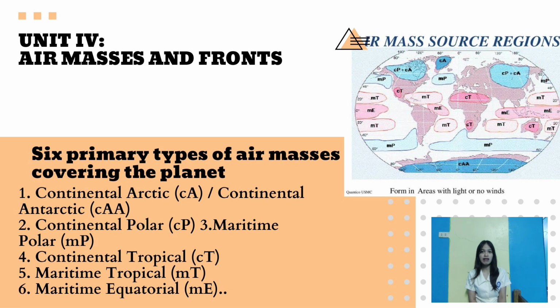So we have 6 primary types of air masses covering the planet that emerge when you combine the source region with the kind of surface underlying an air mass. First is the continental Arctic or cA, continental Antarctic or cAA, continental polar or cP, maritime polar mP, continental tropical cT, maritime tropical mT, and maritime equatorial mE.